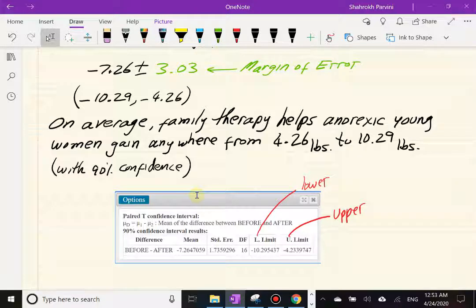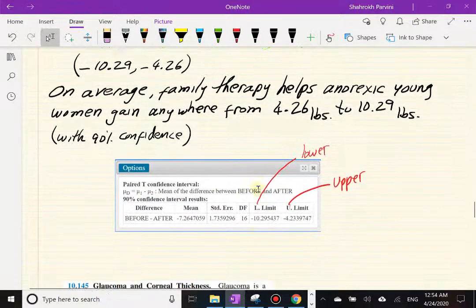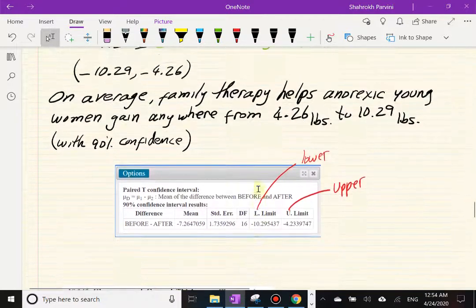These are the same numbers that you see here. I have 10.29, negative 4.26, and there you go, pretty close. Okay. And so we're done with this one.